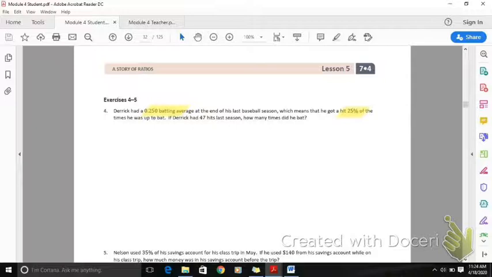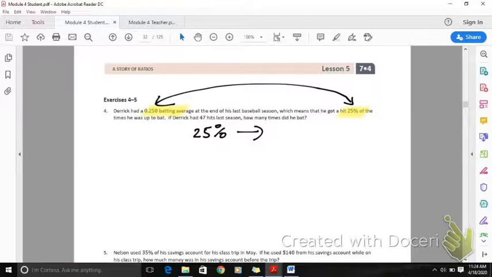And remember, these two are the same thing. .250 is the same as 25%. Because remember, to change 25% into a decimal, if there is no decimal, it's at the end, right? You move it over 2 to the left, so it becomes .25. Okay, so keeping that in mind, it says he had 47 hits last season, and it also says he got a hit 25% of the times.